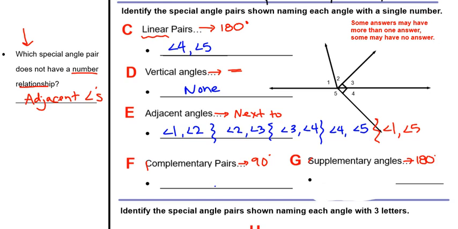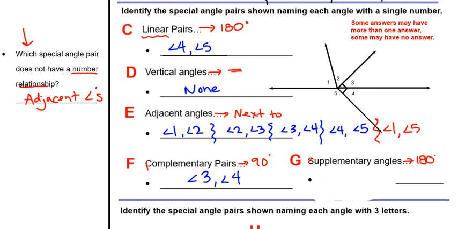Then the next one that we're looking at were the complementary angles. Remember, complementary are the ones that add to 90 degrees. And the one thing that's nice about 90 degrees in a lot of pictures is you get this little box right here. So there's your 90. That means that angle 3 and angle 4 have to be 90 degrees to each other.